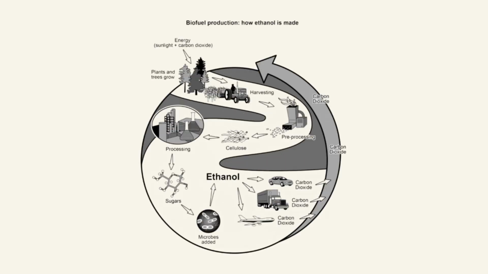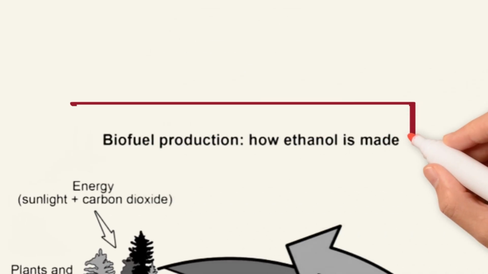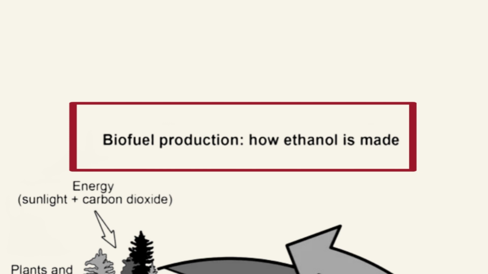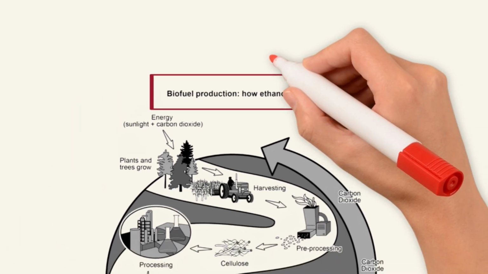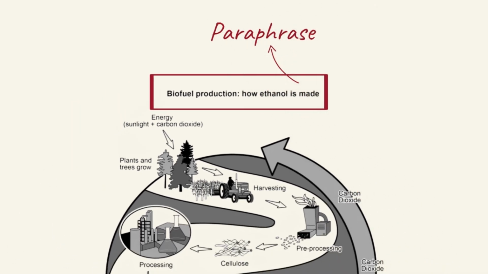Step 2. Read the diagram. Now let's look at the diagram. Start by reading the title, Biofuel Production, How Ethanol is Made. This title is a great phrase to paraphrase in your essay later on.